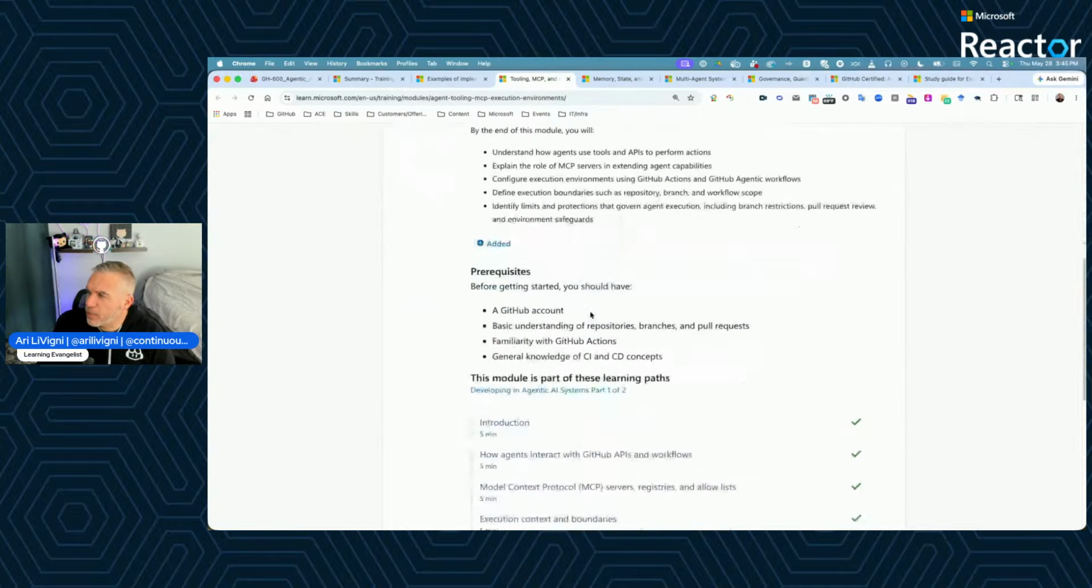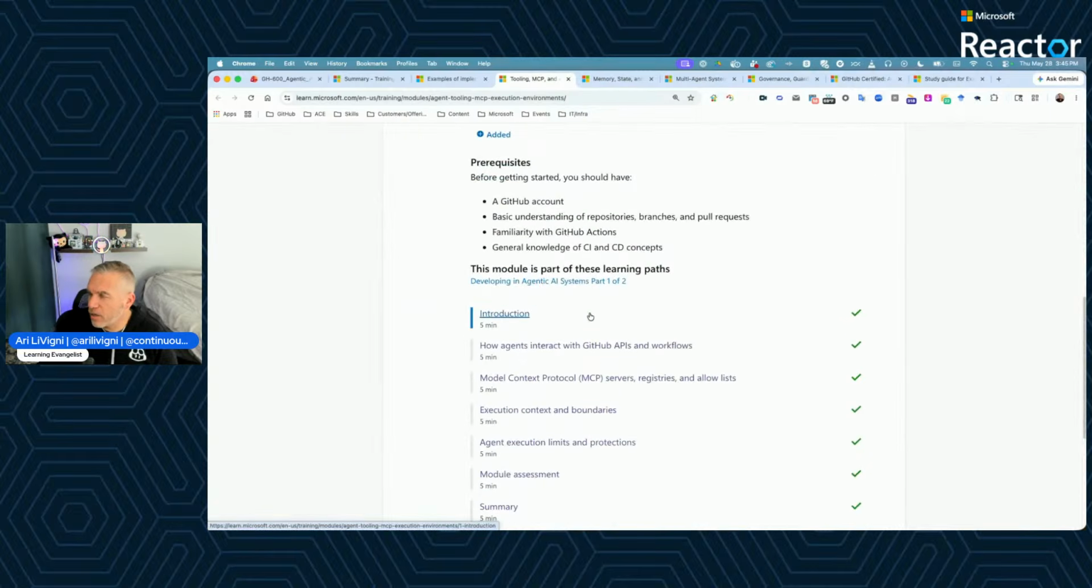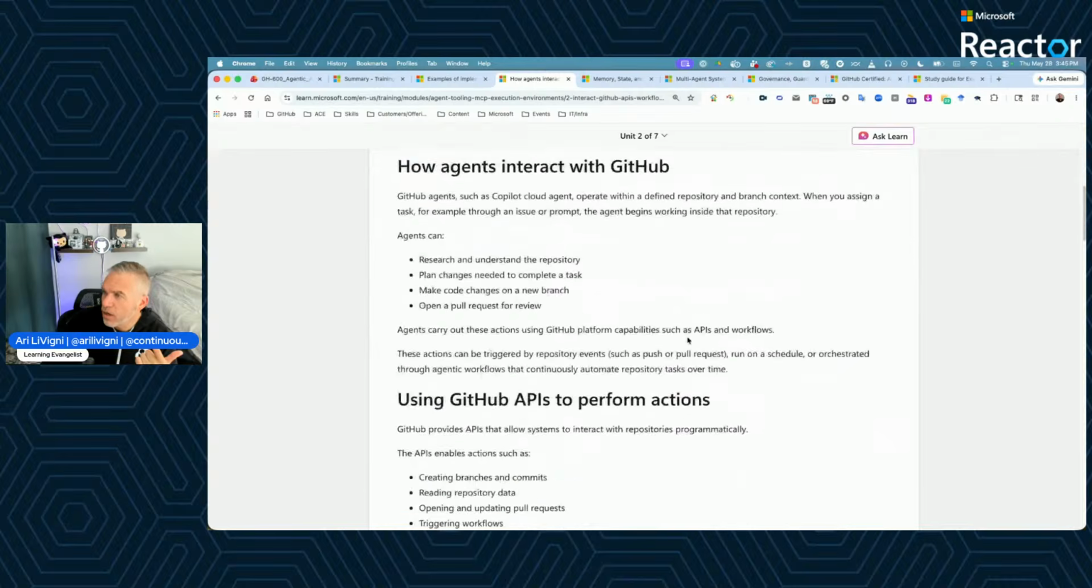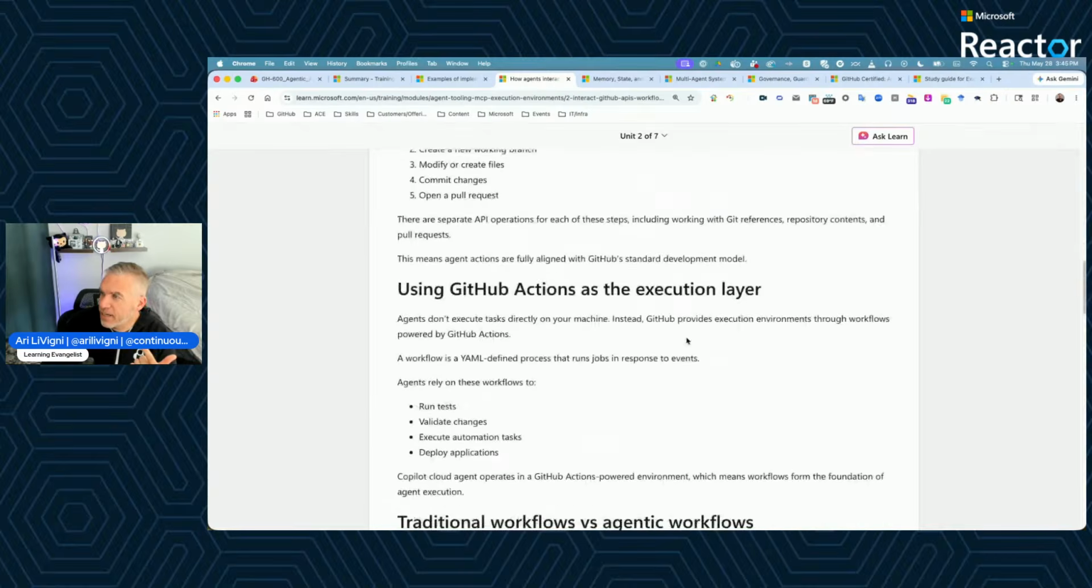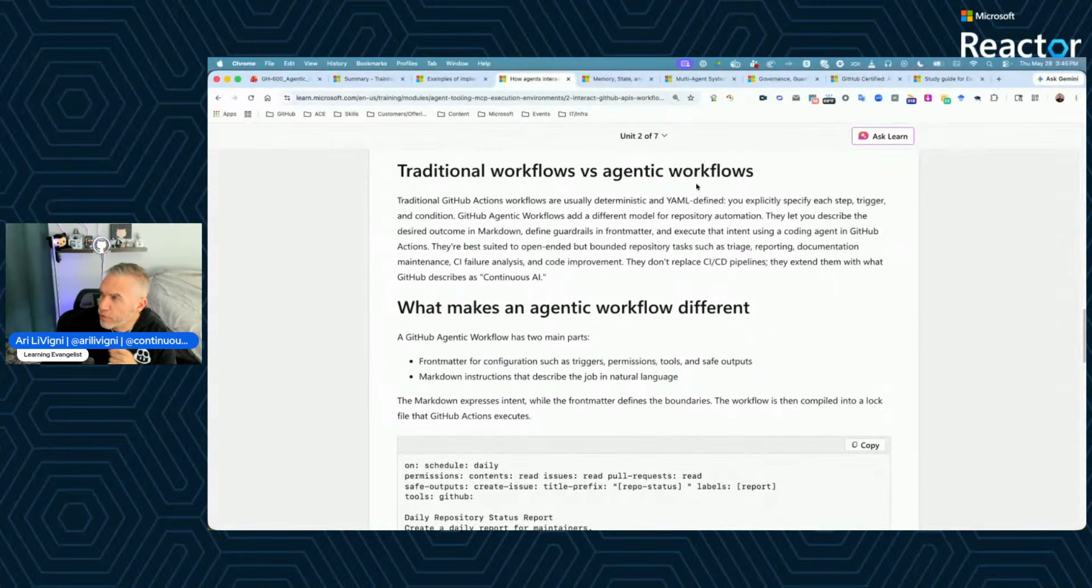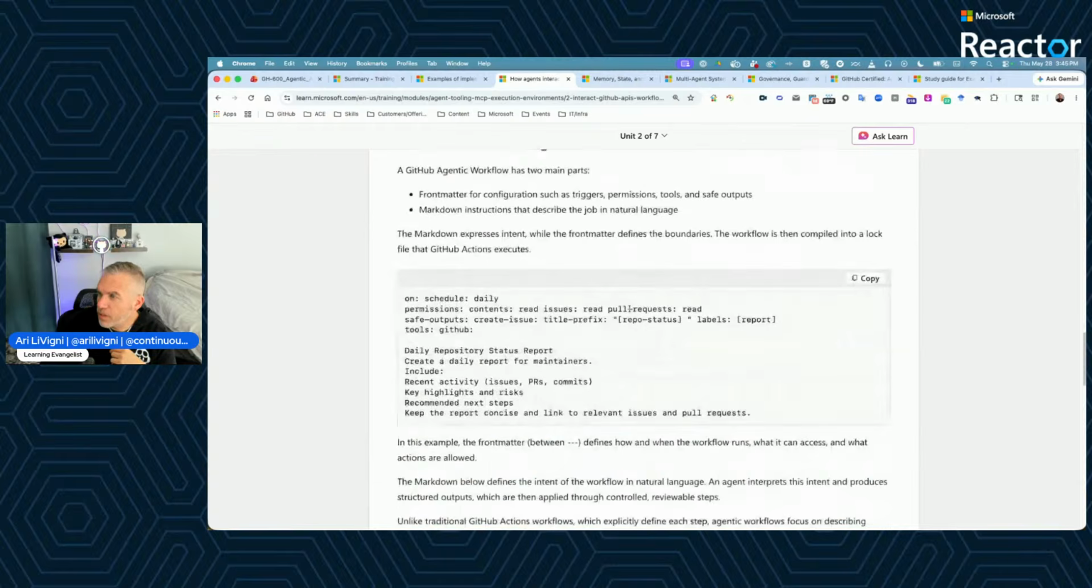I do want to spend a little bit more time on this. It's a higher percentage of the exam, but how agents interact with GitHub APIs and workflows is key to understanding traditional workflows versus agentic workflows. Markdown, define guardrails, and format. This is what a markdown file looks like, of what you might define for an agent.